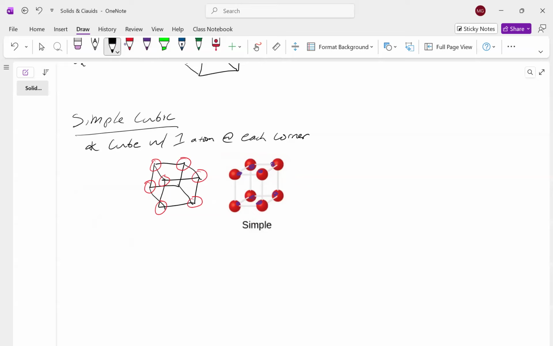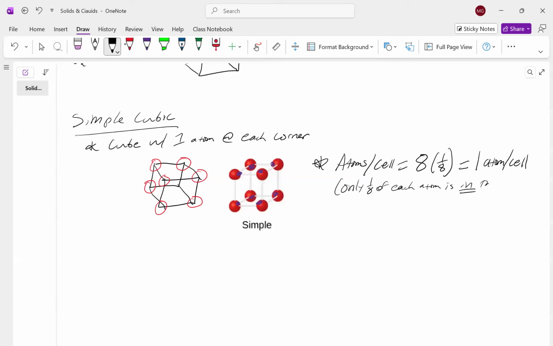So the first important thing to know about a simple cubic is that the number of atoms per cell is 8 times 1/8, because there's 8 atoms there. If you look at the red spheres, there's 8 of them, but only about an eighth of each occupies the inside of the cube. And so in that whole simple cube, it really only adds up to 1 atom per cell, right? Because only 1/8 of each atom is in the cell.